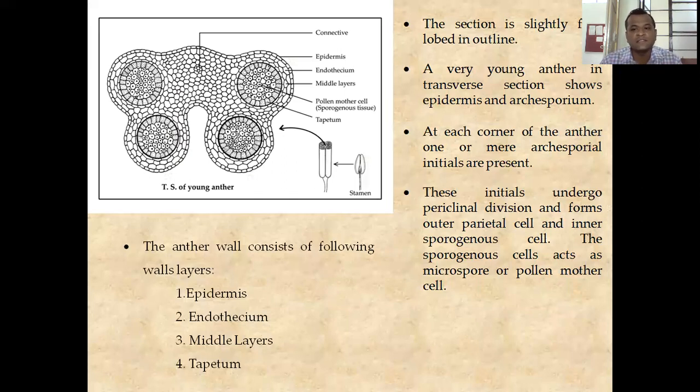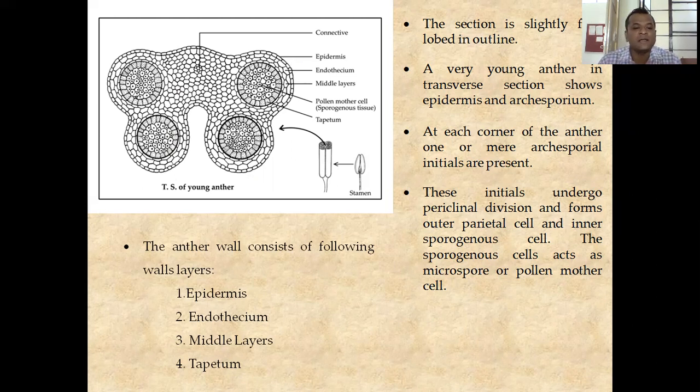This is the diagram of TS of young anther. The section is slightly four-lobed in outline. Every young anther in transverse section shows epidermis and archisporium. Here you can see the epidermis and this is archisporium. At the corner of each anther, one or more archisporial initials are present. These initials undergo periclinal division and form sporogenous cells and outer parietal cell. The sporogenous cell acts as microspore mother cell or pollen mother cell and gives rise to pollen grain.